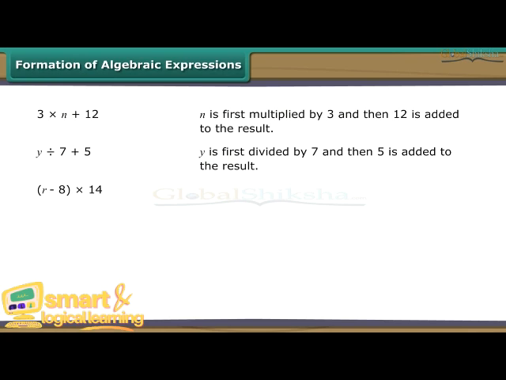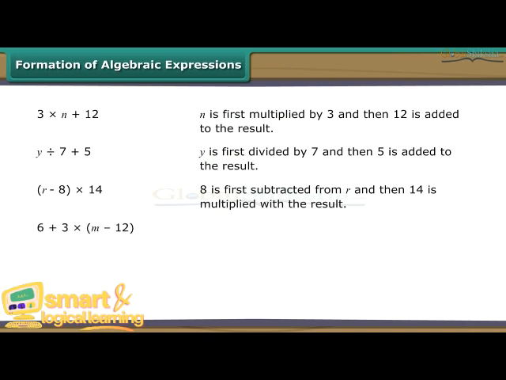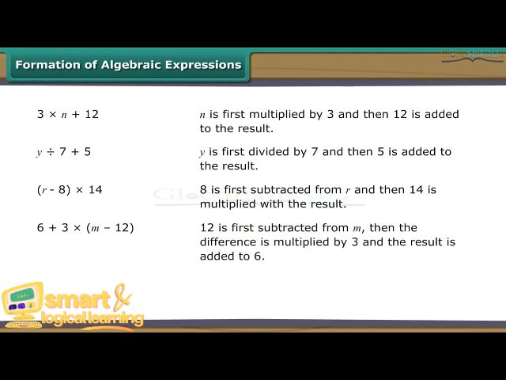(r minus 8) into 14. 8 is first subtracted from r and then 14 is multiplied with the result. 6 plus 3 into (m minus 12). 12 is first subtracted from m, then the difference is multiplied by 3 and the result is added to 6. 56 divided by (s into 3). S is multiplied by 3 and then 56 is divided by the product.